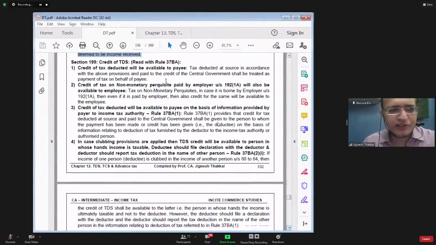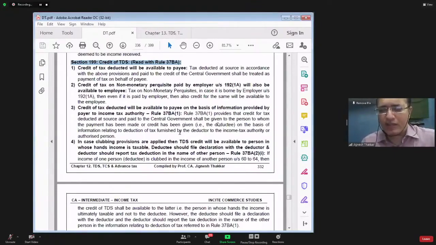Let us proceed to the next section, section 199, credit for TDS. See, whatever TDS is deducted by Inside Commerce Studies, while calculating my income, I would be considering 50,000 in my income. I have received 45,000 after deducting TDS at 10%. While computing my income, I would take into account 50,000, even though I have received 45,000. That is because of section 198.